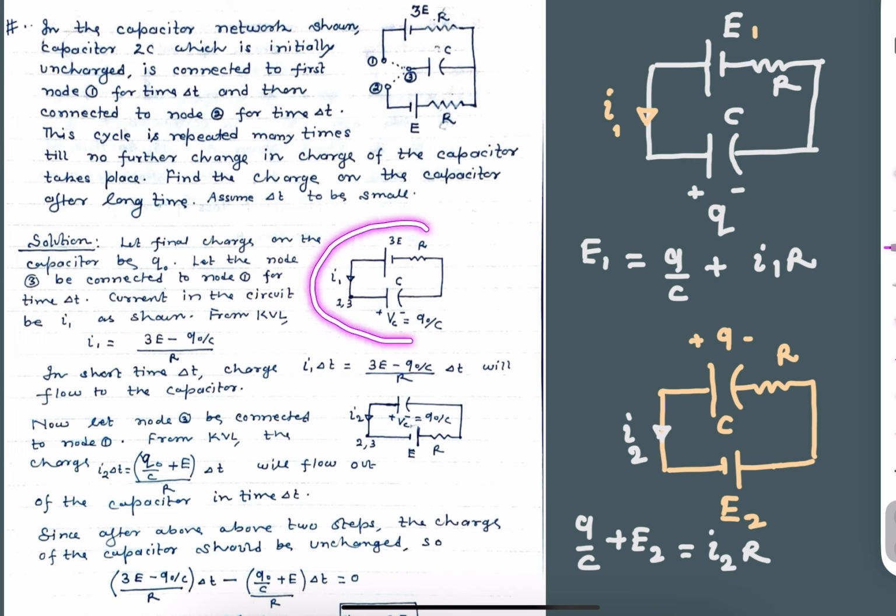So in this circuit, if you apply KVL as I explained here, you can write I1 is (3E minus Q naught by C) by R. Try to realize it, and once you have realized it, you can say that in delta t time, this much charge will flow to the capacitor. And let us now change the connection from 3 to 2. And once I change the connection from 3 to 2, the circuit will look like this, right?